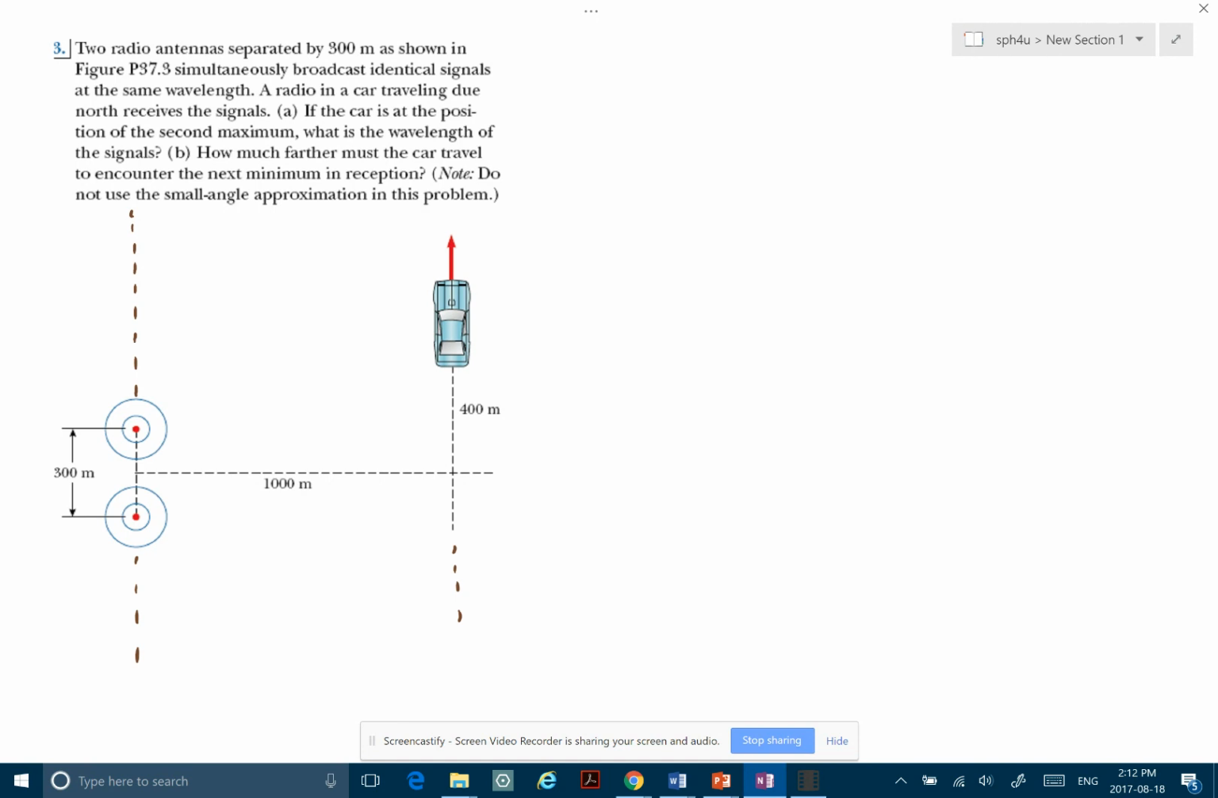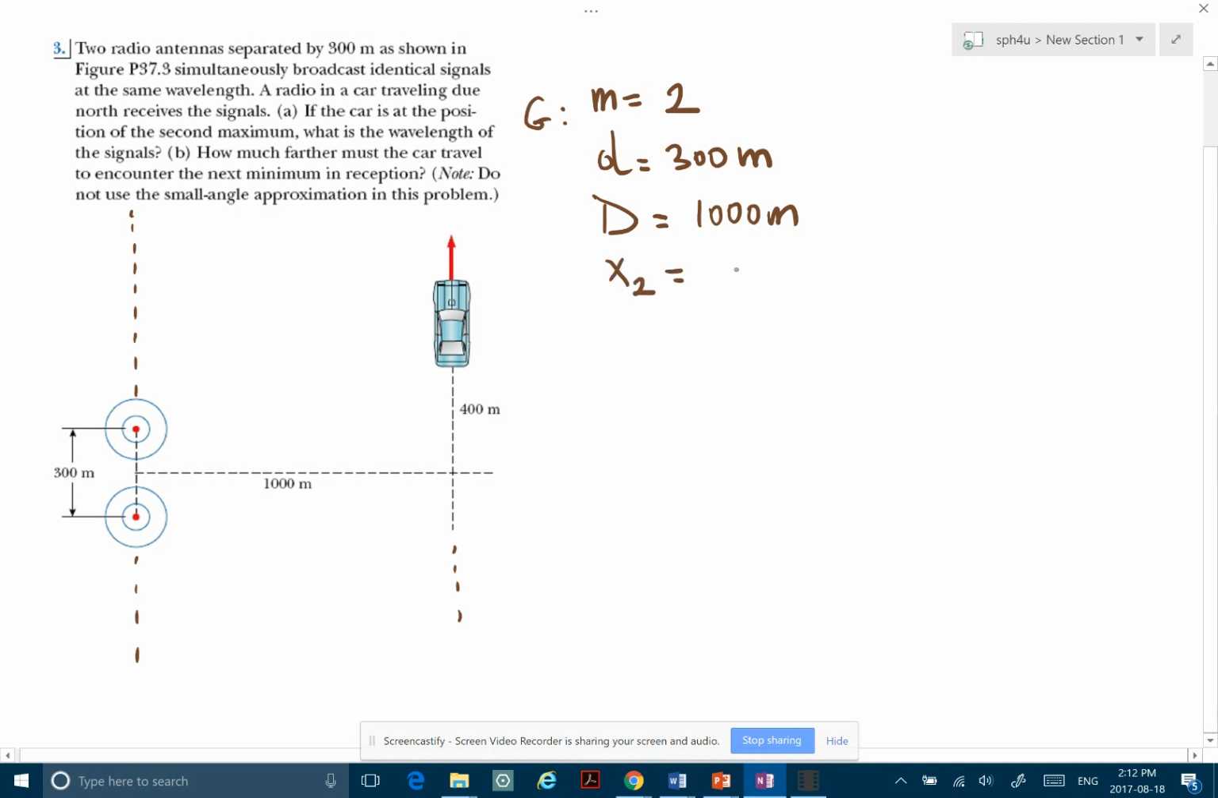Okay, it says here, do not use a small angle approximation. So what we're going to do is we're going to actually use geometry. Okay, so first of all, let's see what is given to us. M is equal to 2. And the distance between the two antennas or the sources is 300 meters. And the vertical distance between point P and the antennas is 1,000 meters, and the x2 is 400 meters. Remember, the distance from the center to the second order of a maximum. All right. What we want to find is the wavelength.